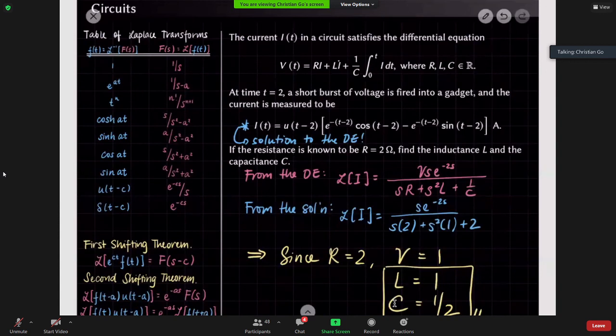So one way of working with the Laplace transform is if you already know the solution, but you don't know some unknown constants, you can determine your unknown parameters by finding your solution's Laplace transform and finding what it should look like using the differential equation.